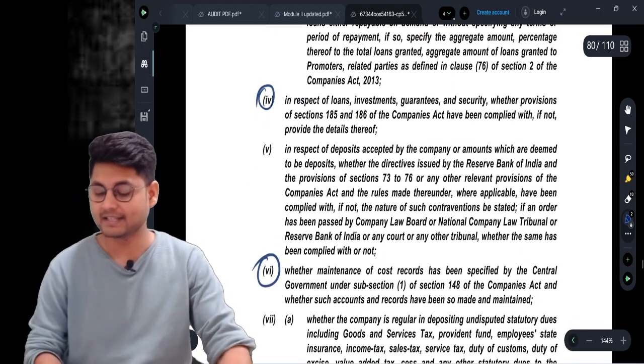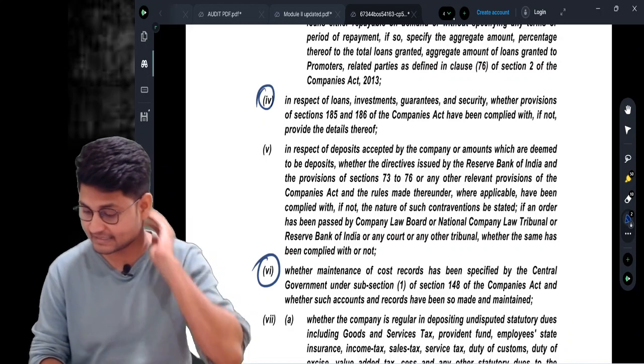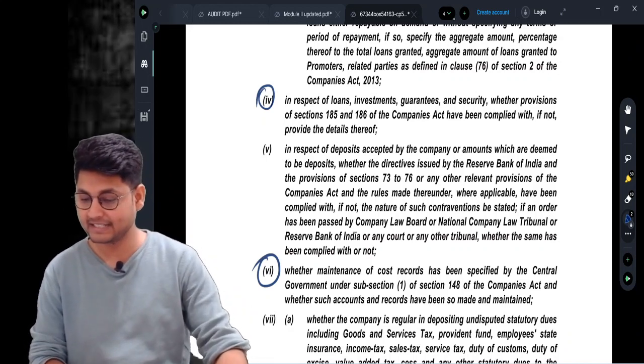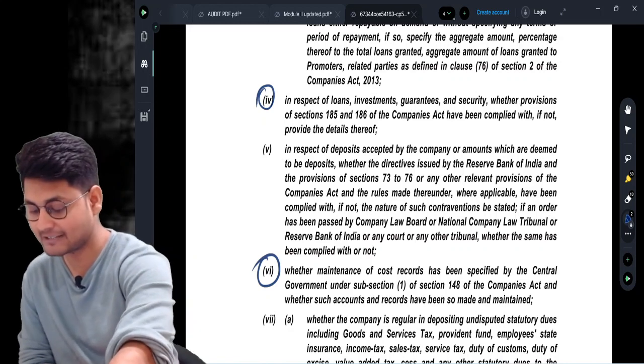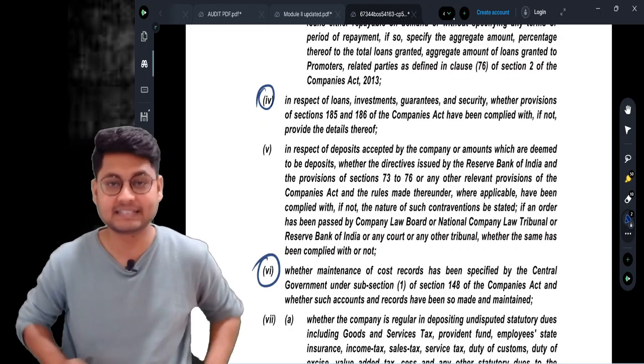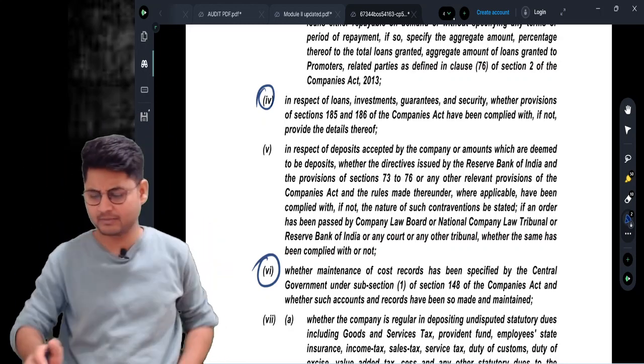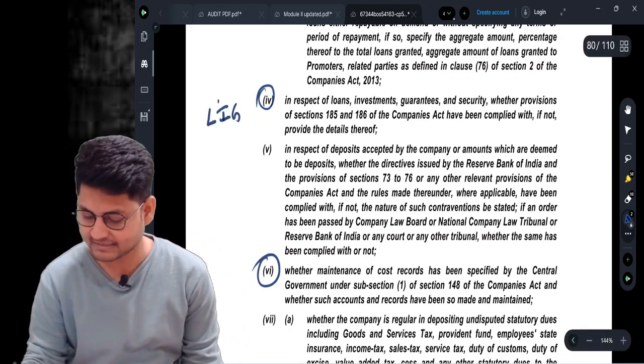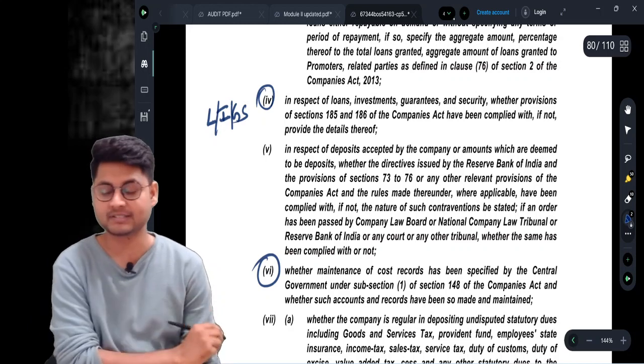Clause number 4: in respect of loans, investments, guarantees and securities, whether the provisions of section number 185 and 186 of the Companies Act have been complied with. If not, provide the details thereof. Again they are talking about loans, investments, guarantees and securities.